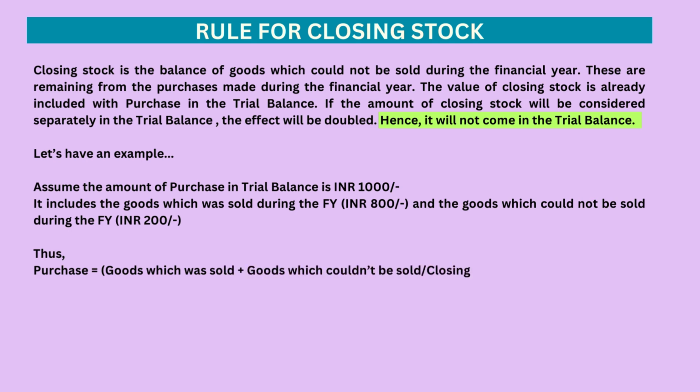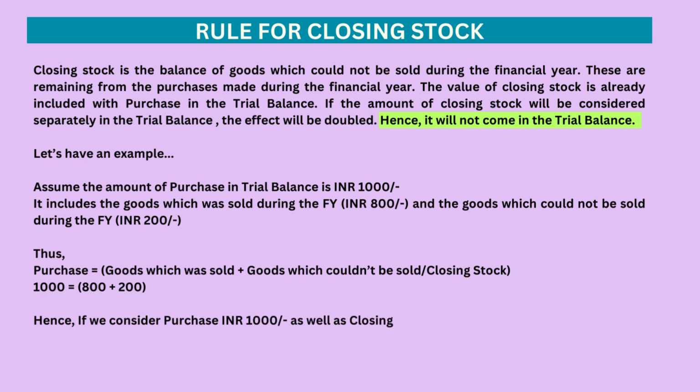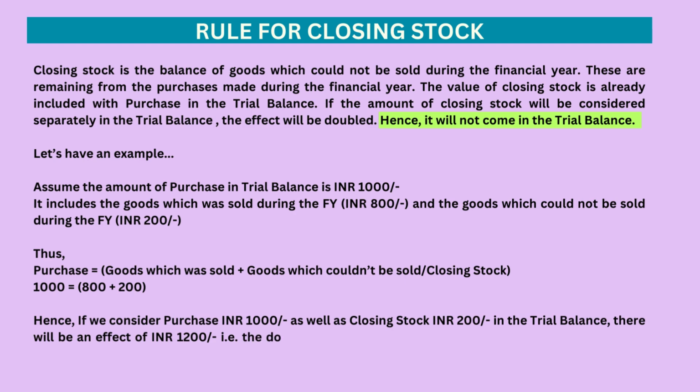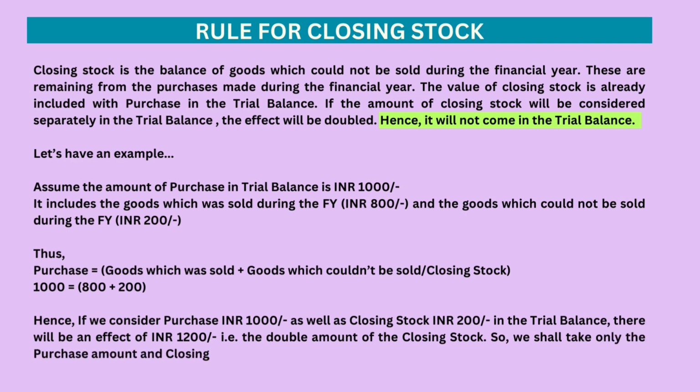We can say again 1000 equals to 800 plus 200. Now, if we consider purchase rupees 1000 as well as closing stock rupees 200 in the trial balance, there will be an effect of rupees 1200. That is the double amount of the closing stock. So we shall take only the purchase account and closing stock will not be taken accordingly. Hope it is clear to you.